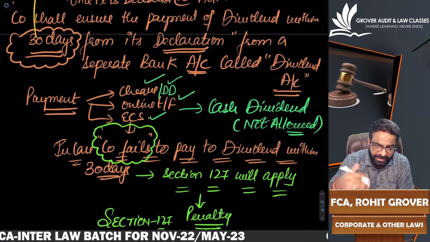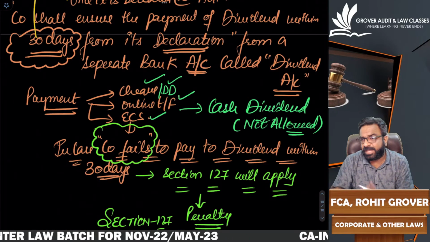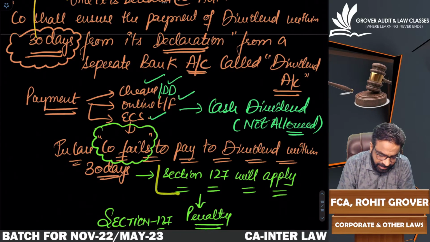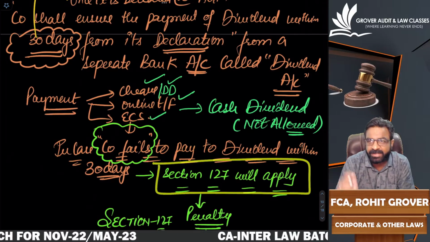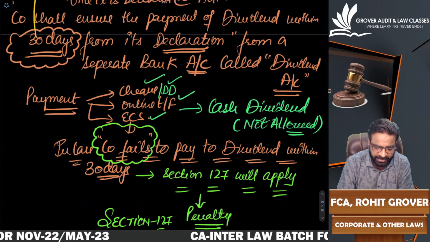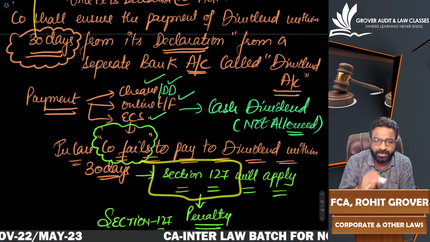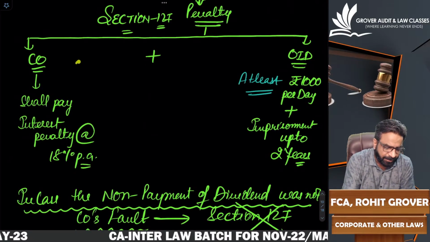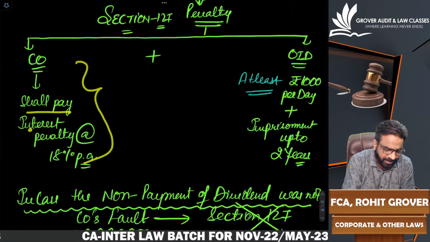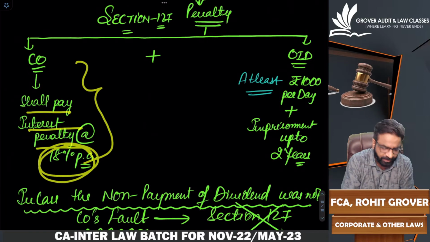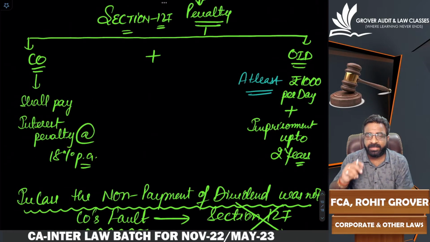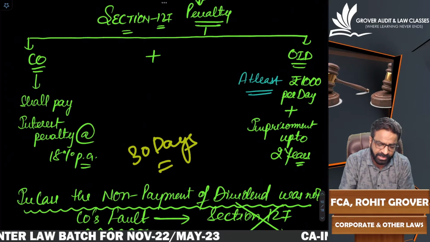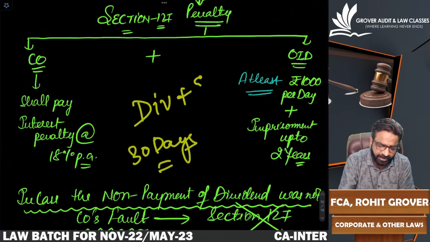Yes, sir. If it is the company's fault and the company is unable to pay the dividend, in such a case, section number 127 penalty will apply on the company. What is the section number? 127 penalty. Now, what is section number 127 penalty? The company will be liable to pay interest penalty at the rate of 18% per annum. That means, after 30 days, the company has to start paying only dividend or dividend plus interest?